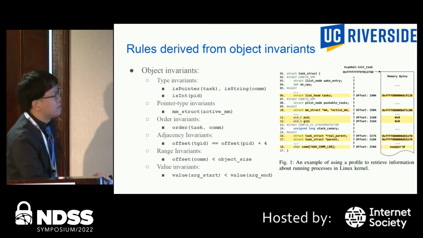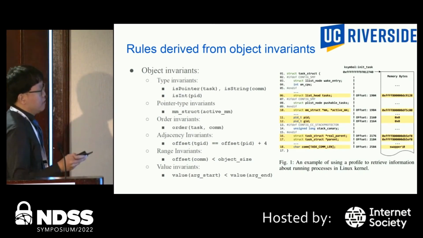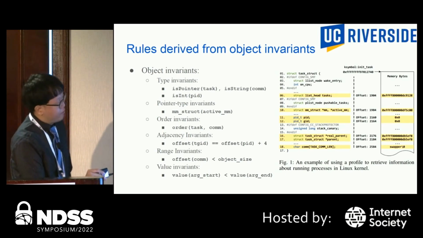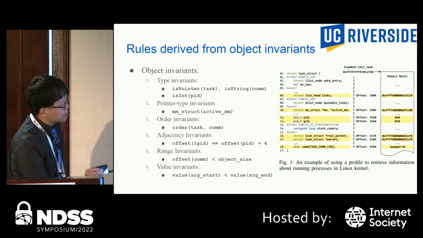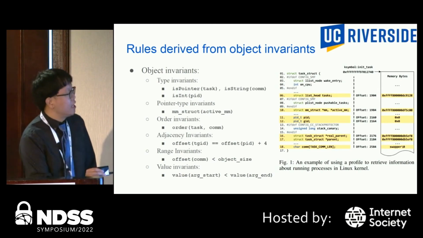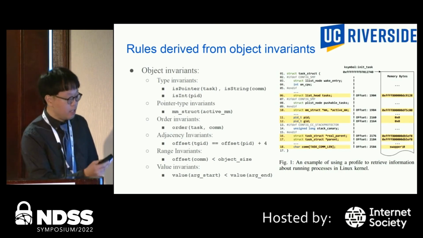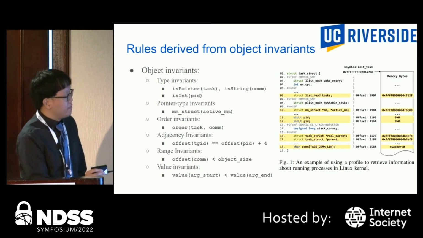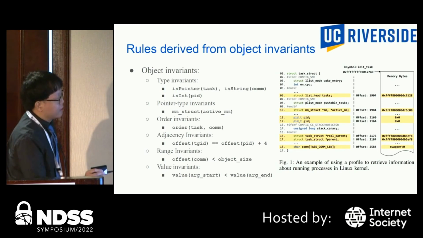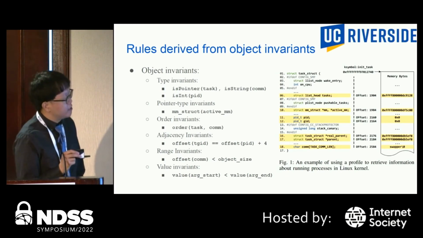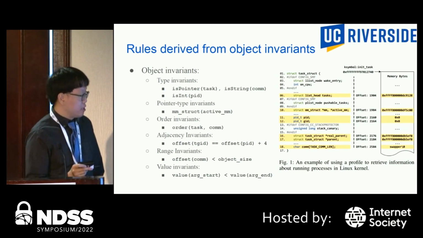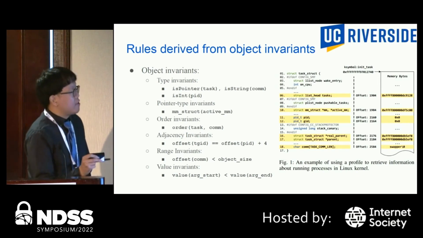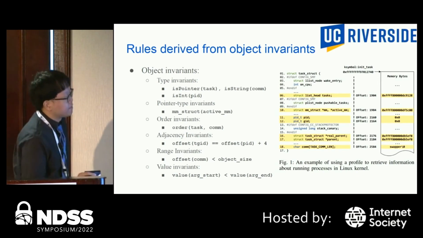Here I'll show some simple logic rules we have. For instance, first we have the type invariance, which means, for the task structure, the tasks field is always a pointer, and the comm field is always a string. Another type of type invariant is the pointer type. This means the mm field and active_mm field point to another valid data structure, which is the mm structure. So we will have another set of rules for the mm structure.